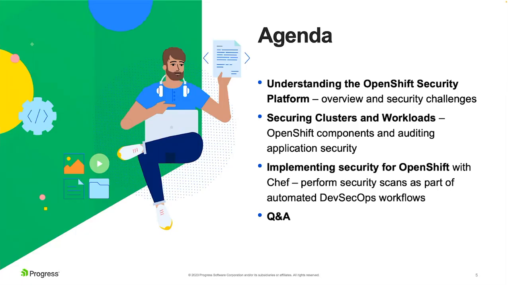Right, so let's move on to today's agenda. We'll start with an overview of the OpenShift security platform, what it is, why it's popular, and what the security challenges are. Then we discuss how to secure clusters, and for that, we need to understand OpenShift components and auditing application security. And finally, we learn about implementing security for OpenShift with Chef. We will see how we can perform security scans as part of automated DevSecOps workflows.